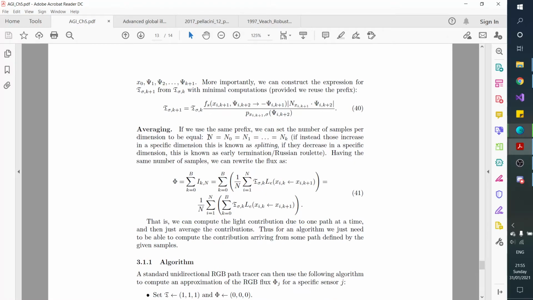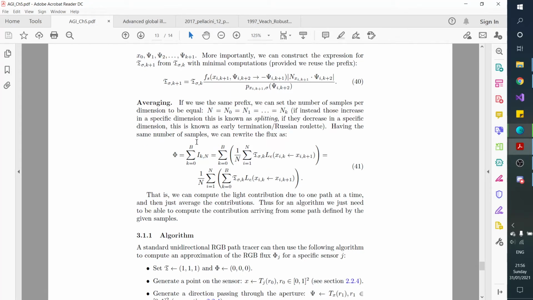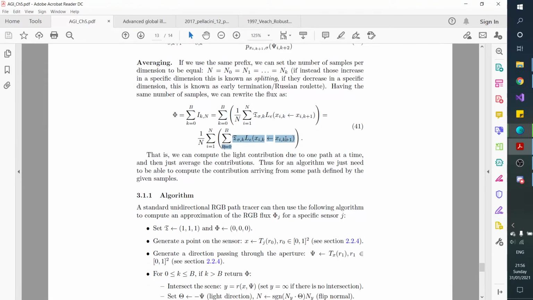Now, if you assume that at every dimension we use the exact same number of samples, then we can interchange some sums. What the flux looked like was a sum over the bounces of the estimators, and each estimator was an average for each dimension. Now you can swap the sums and then it's an average of paths.